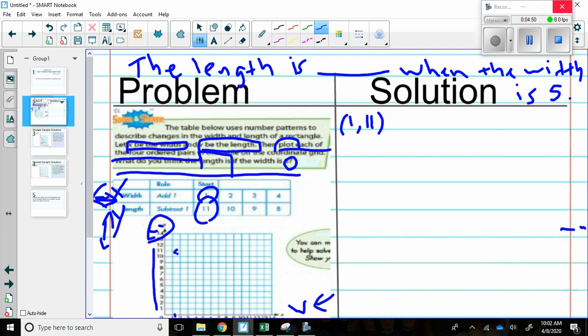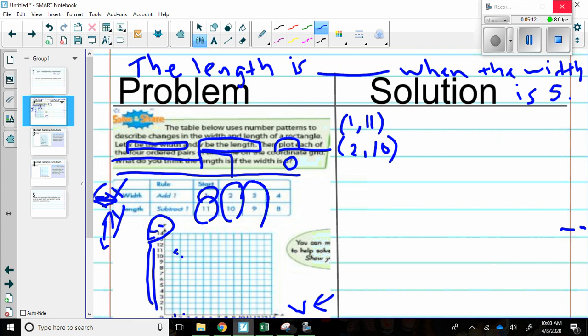My next ordered pair is 2, 10. Again, the x value is 2. I'm going to look at 2 on the x-axis, and then I'm going to move up to 10, and there's my new point.